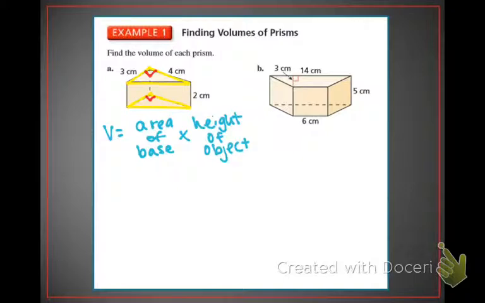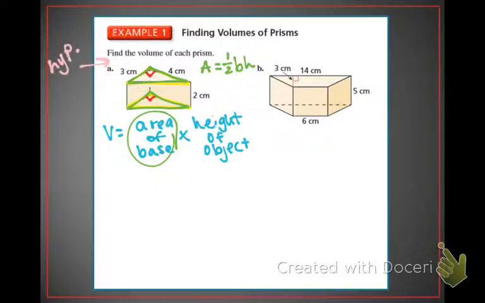Now that we have our bases, what is the most important thing to find? The area. So we're going to find the area of the base. What is the area formula for a triangle? One half base times height. Here's what you need to know about a right triangle, and I would write it on the side: the hypotenuse is never the base or the height.